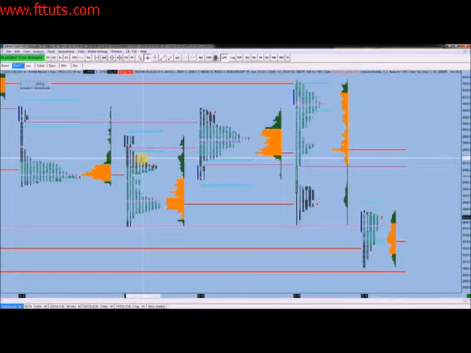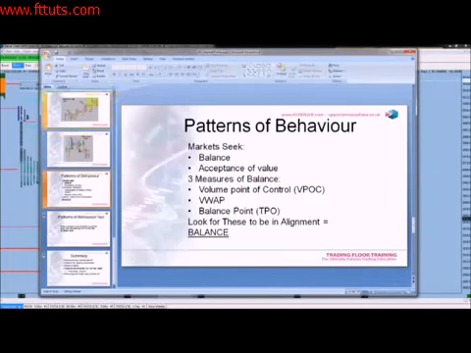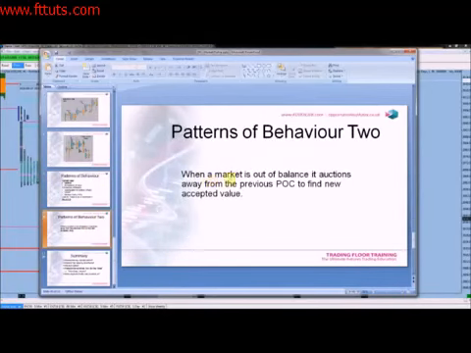Remember what we said yesterday, market profile theory, it was one of the key summary points. Let's find it because it says it so well. Day 4, patterns of behaviour. Markets seek balance. They seek to find an acceptance of balance. When a market is out of balance, it auctions away from its previous point of control to find new accepted value. Markets shift.